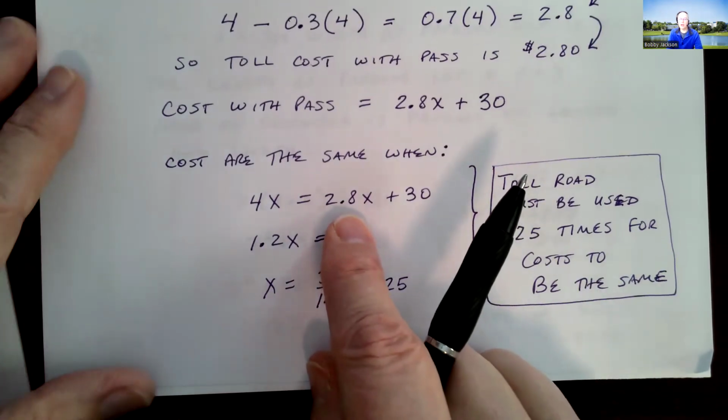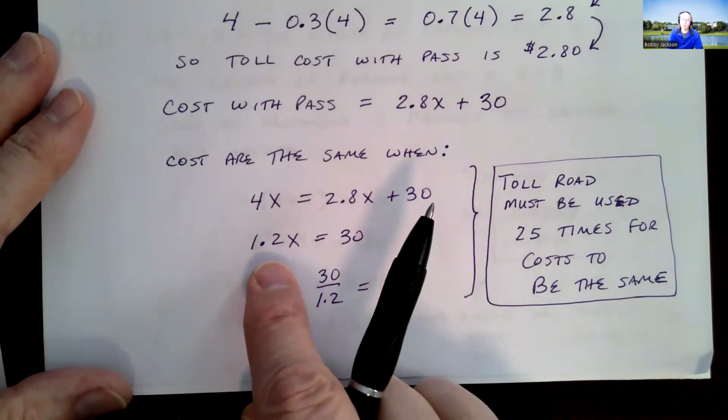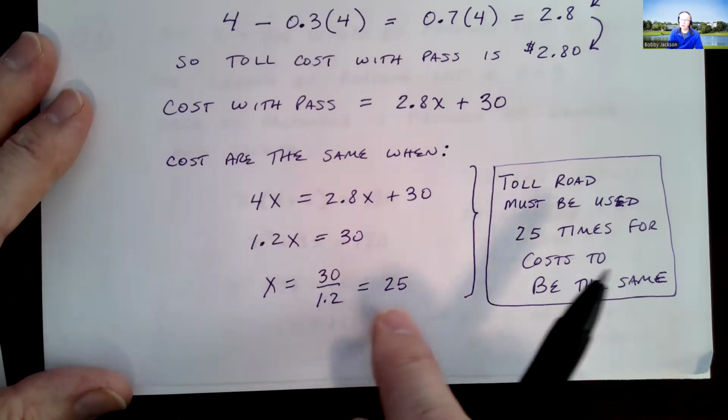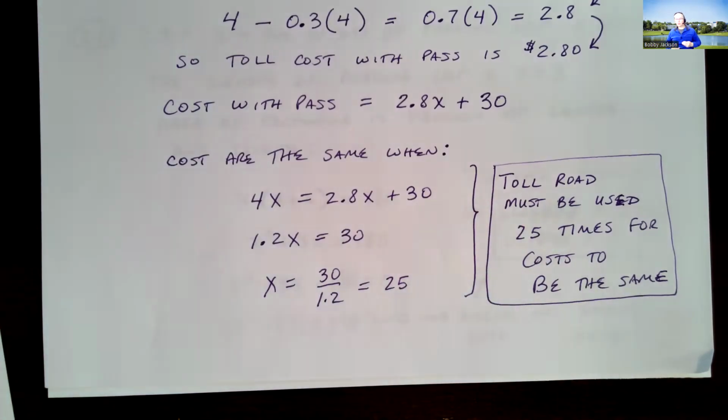I subtract 2.8x from both sides. 4 minus 2.8 is 1.2. And then divide 30 by 1.2 and I get 25. So the toll road must be used 25 times for costs to be the same.